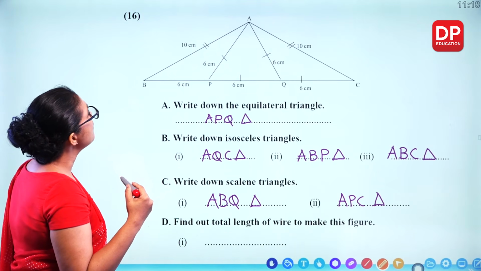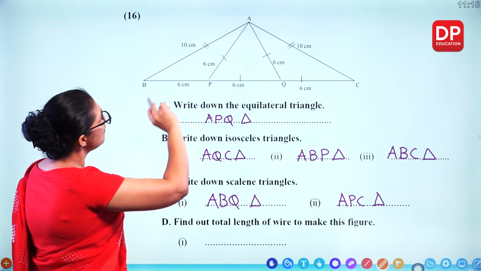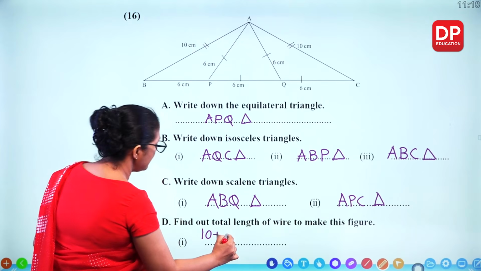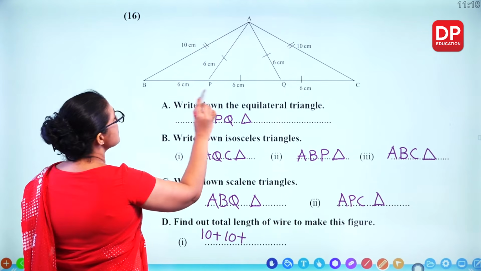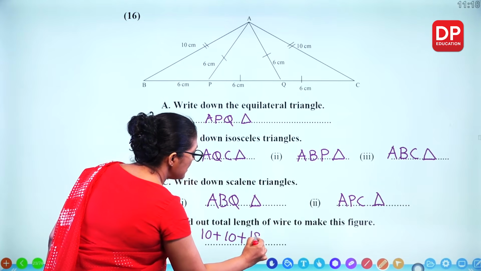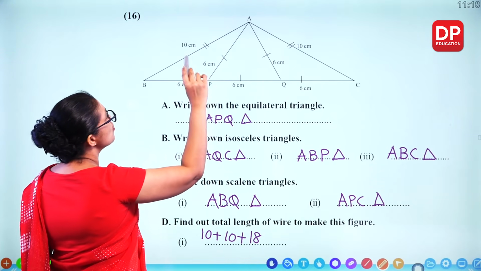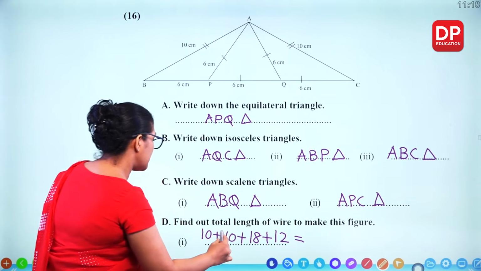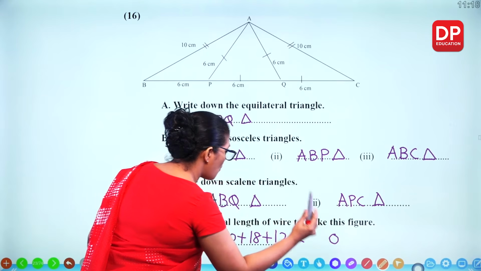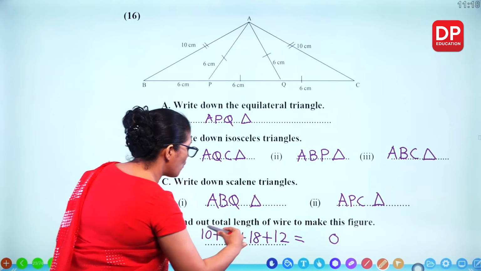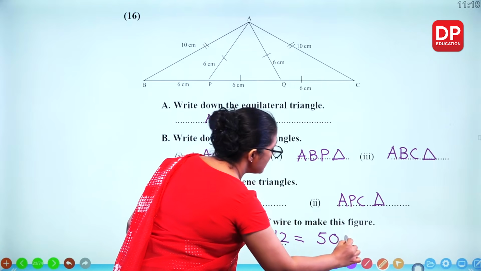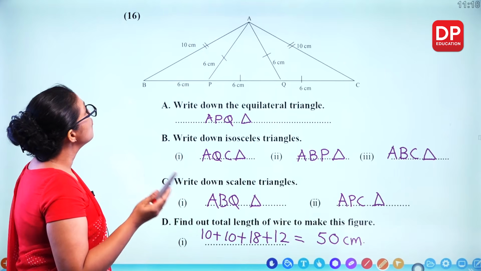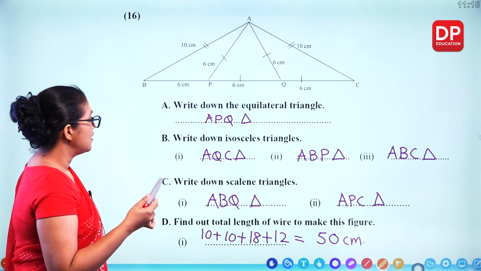Find out the total length of the wire to make this figure. So you need to add everything together. We'll first find out the outer one. 10, 10, 6, 6, 6, 18. And the middle two, 6 and 6, 12. So all together, 50 centimeters you need to make this full triangle with a wire.